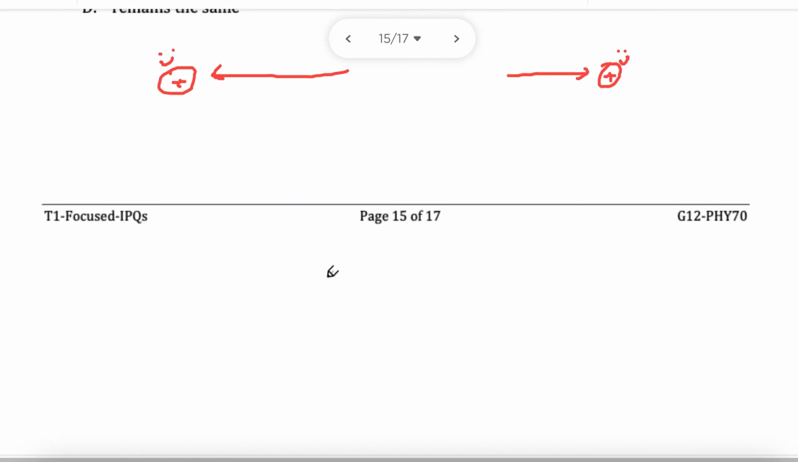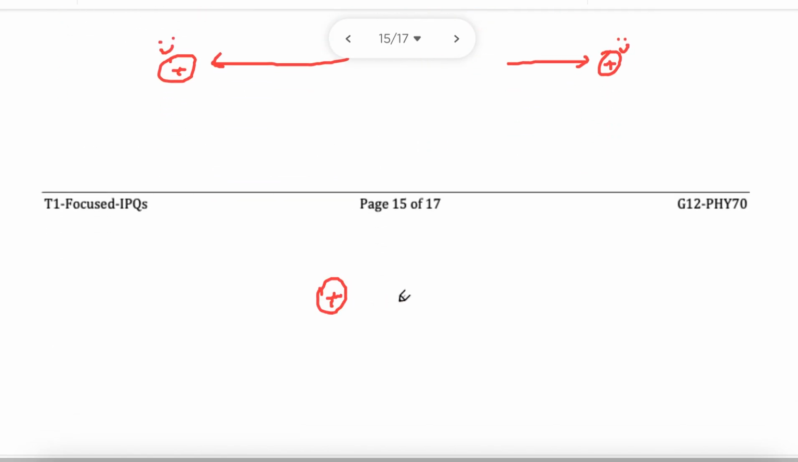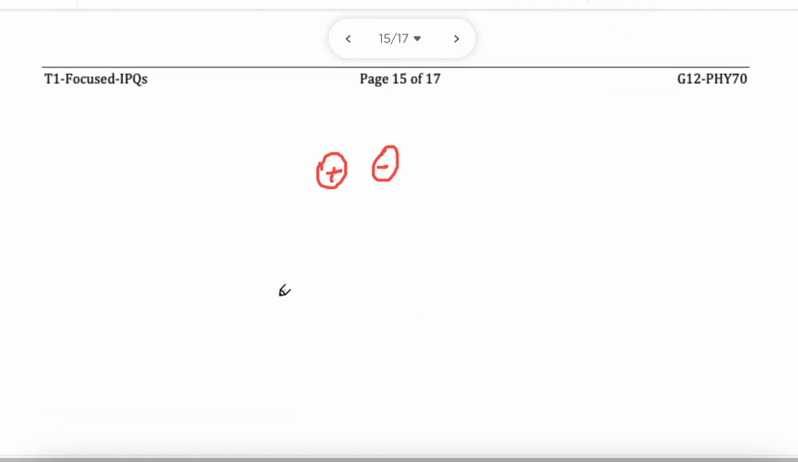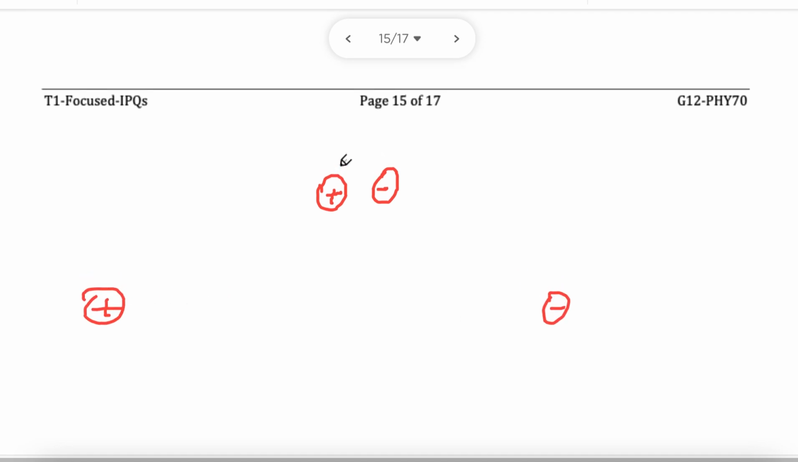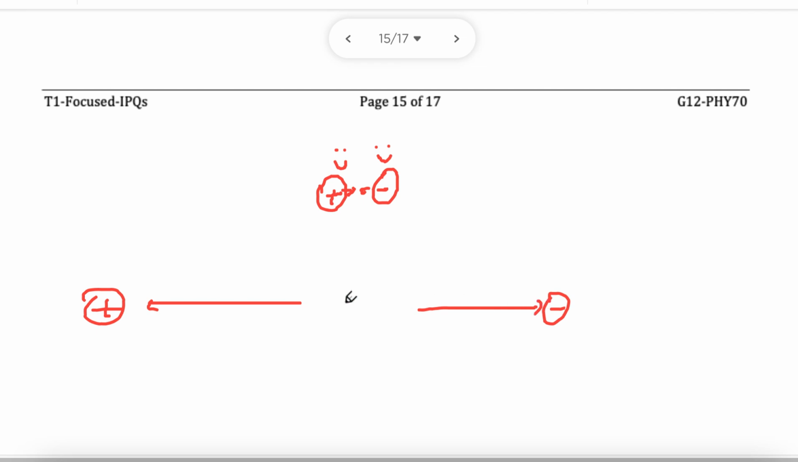And actually, what if I said to you a plus and a minus? What will happen now if I remove the plus and a minus away from each other? Right now, they want to be together, don't they? So they are happy. So if I move them away, they will become unhappy. They want to be together. If I had opposite charges, their potential energy will increase. They are attracted to each other. They will want to stick together. So that means their energy would have increased.